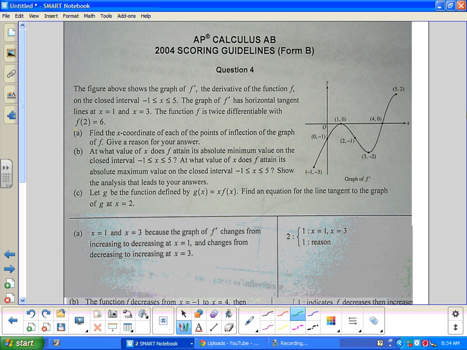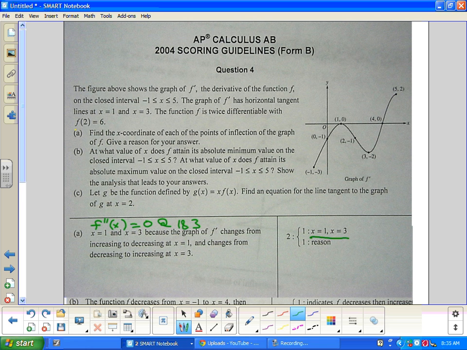That there are two possible. F prime prime was 0 at 1 and 3. So those are points we have to check. These are possible points of inflection. This does not make a point of inflection. And what do we see happening? If the answer is 1 and 3. And let's go through why.